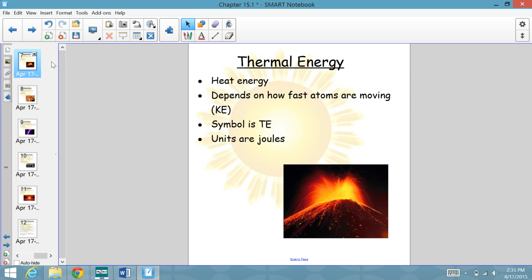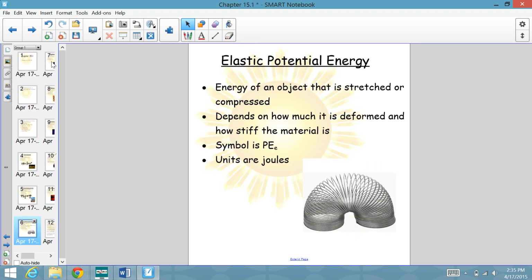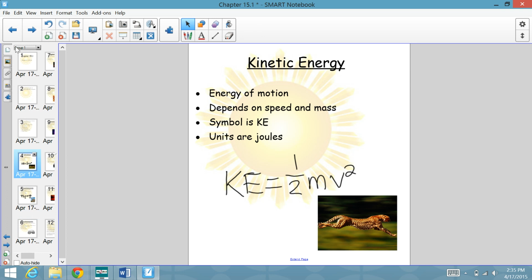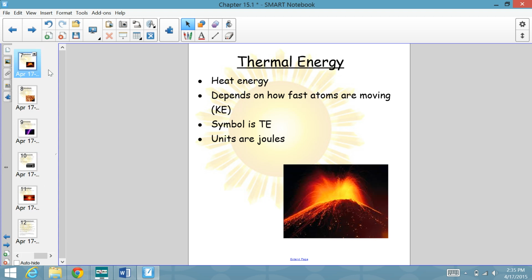The next type is not a mechanical energy. So elastic potential energy, gravitational potential energy, and kinetic energy are all considered mechanical energies. Moving away from the mechanical energies, we start talking about things like thermal energy. So thermal energy, as it sounds, is heat energy. The hotter an object is, the more thermal energy it has.